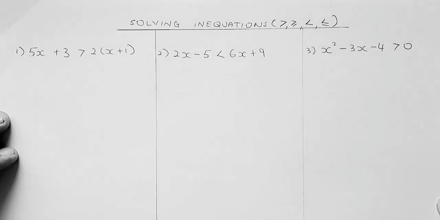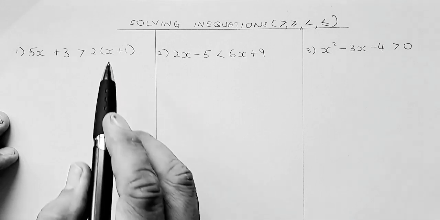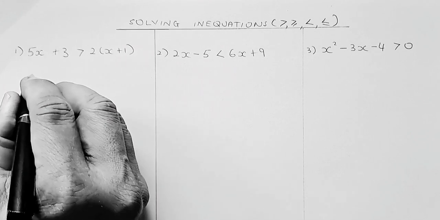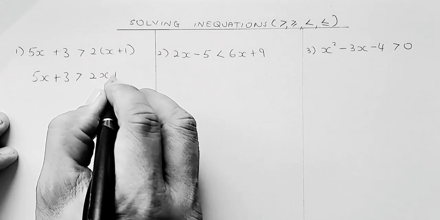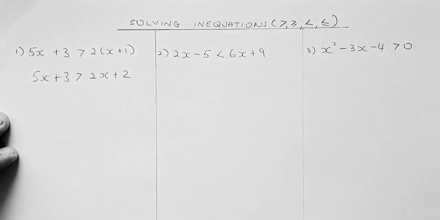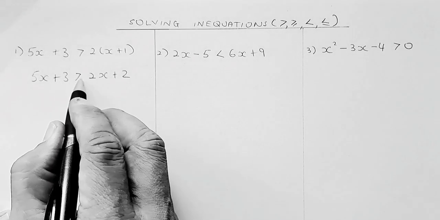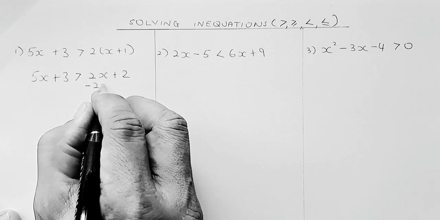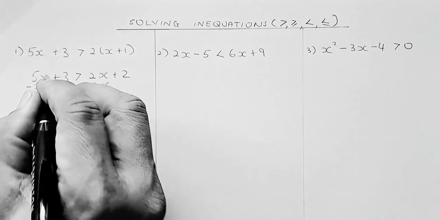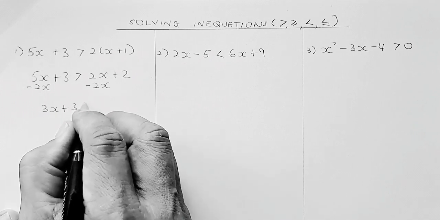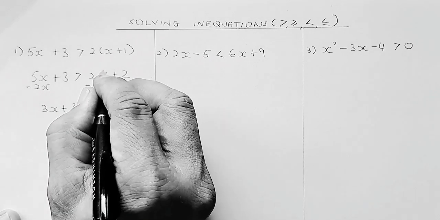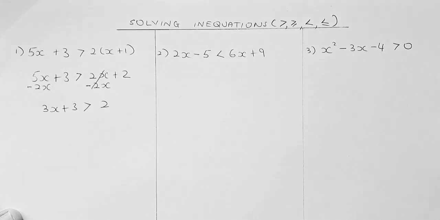First, you have 5x plus 3 is greater than 2x plus 1. The first step, you're going to expand the second expression. So you get 5x plus 3 is greater than 2x plus 2. That's the first step. The next step you do as normal algebra, as though you treat this as an equal sign: you minus 2x on both sides. What's left on the left hand side is 3x plus 3, and on the right hand side it's 2, because 2x minus 2x cancels out.